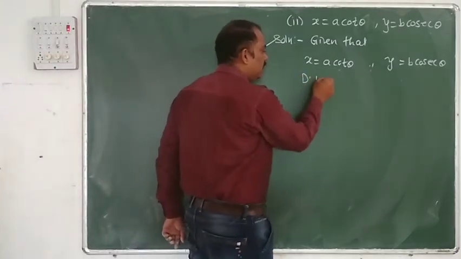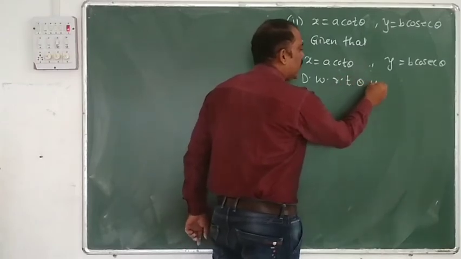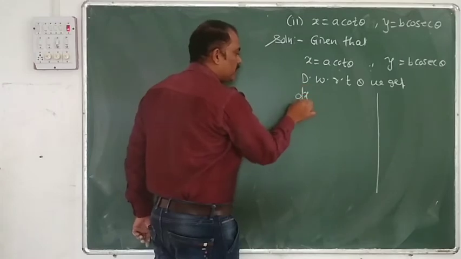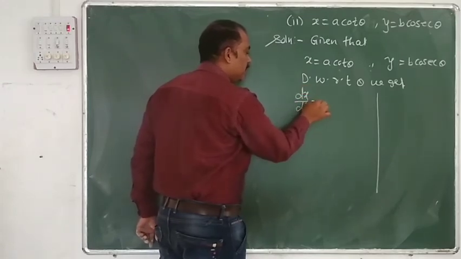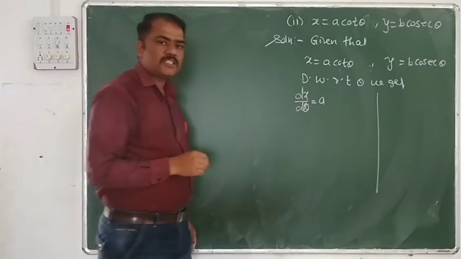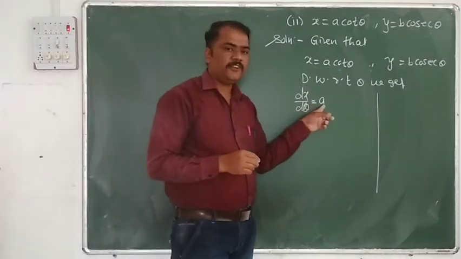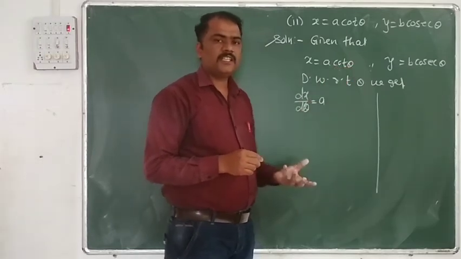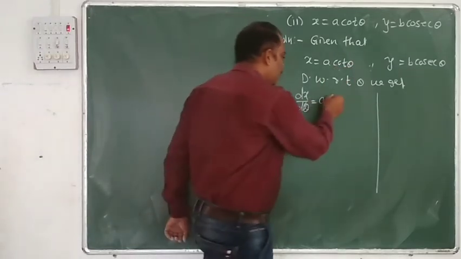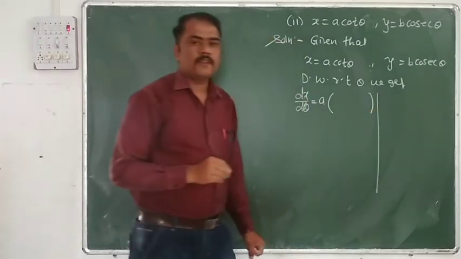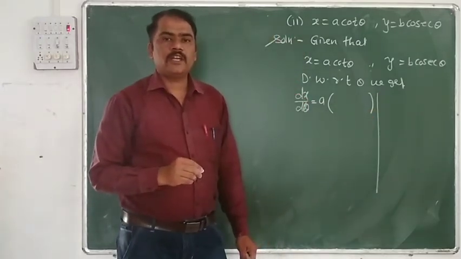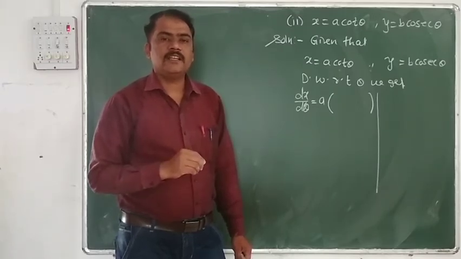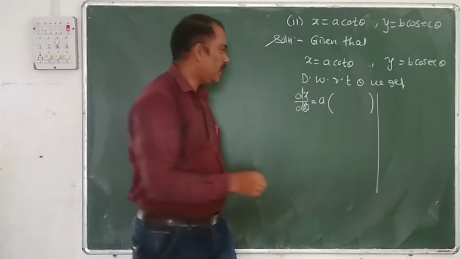So we can write, differentiating with respect to theta, we get: first we have to differentiate x with respect to theta, that is dx by d theta is equal to, here a is a constant, so we can write it outside the derivative, into the derivative of cot theta. Cot theta is a standard formula. What is the derivative of cot theta? Yes, correct. The derivative of cot theta is nothing but minus cosec square theta.